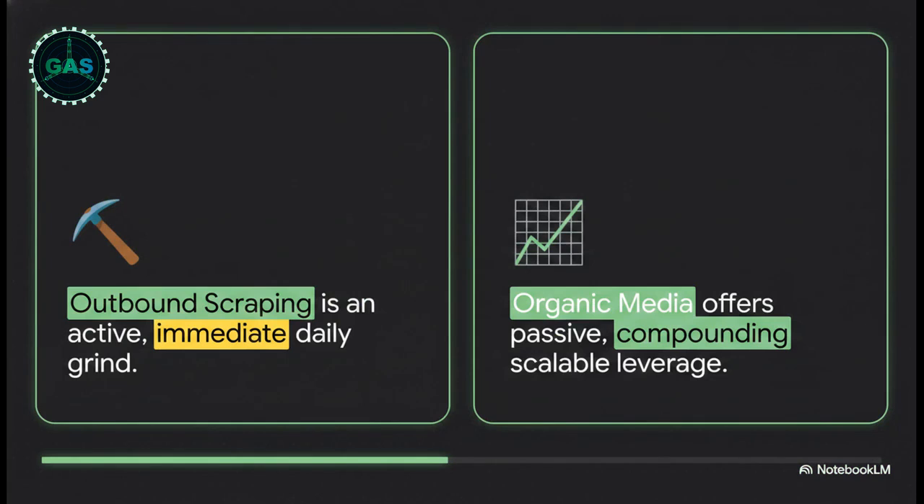If scraping is the active hunt, organic media is gravity. Just look at how these 2 engines contrast. System 1, outbound scraping, is active and immediate. It's a necessary daily grind to generate cash flow today. System 2, organic media, represents passive, compounding leverage. It is an entirely self-reinforcing system. As your digital assets grow, they slowly replace that daily grind with scalable authority that pulls qualified buyers directly to you.